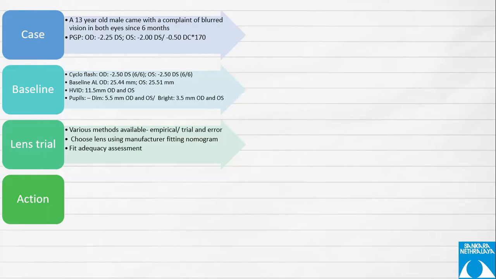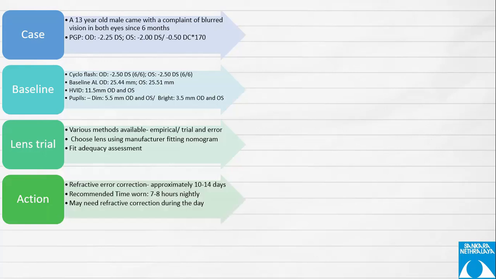Then we explain how long it will take to act. The refractive error correction comes in approximately 10 to 14 days of regular overnight use of this orthokeratology lens, and the advised time is at least 7 to 8 hours of use nightly. In the initial 1 to 2 days, when we put in an overnight Ortho-K lens, during the daytime after we remove the lens, the remodeling wouldn't have happened. So initially they might experience blurring of vision.